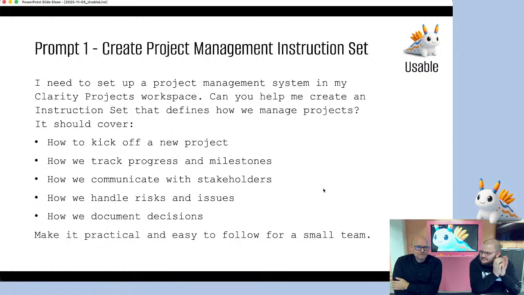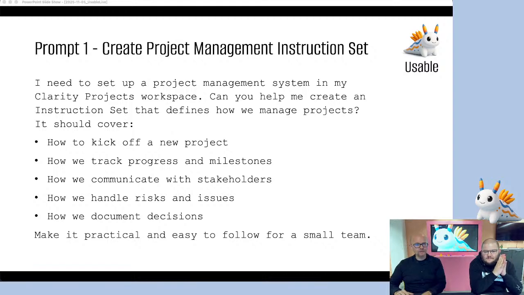To set up a system in Usable, it's quite simple. You just tell Usable what you want to do. Anyone can do this. We have prepared a couple of prompts, and you can see the first one here. You could write anything in here, but we're saying: I need to set up a project management system in my Clarity Projects workspace. Can you help me create an instruction set?